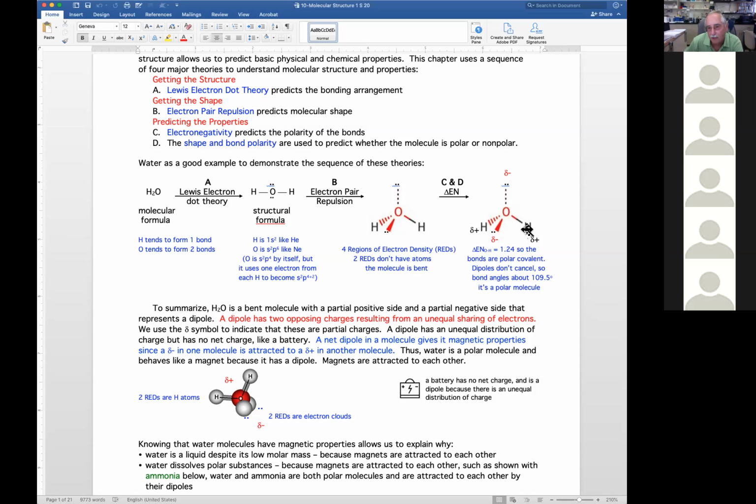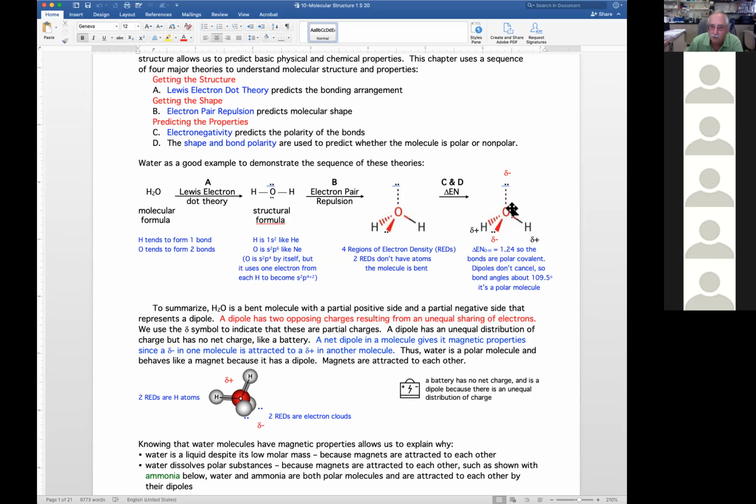So anyway, we have an unequal distribution of charge here because the oxygen is so electronegative, it starts pulling this electron cloud towards it and away from the hydrogen, leaving a partial positive charge on the hydrogen. That's the lowercase Greek letter delta. We use that to indicate a partial charge, not a full charge.